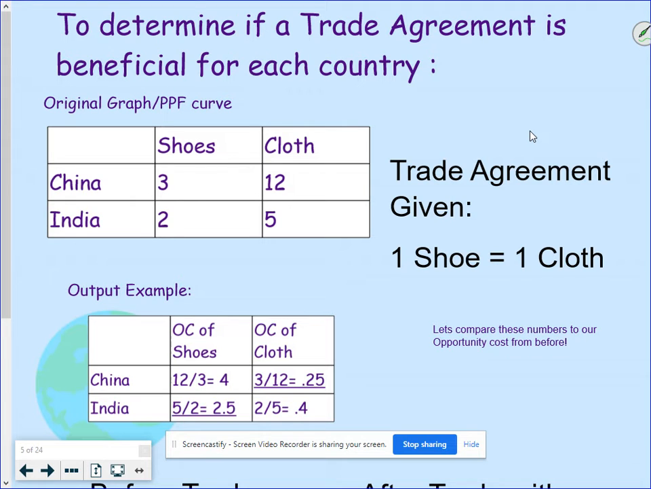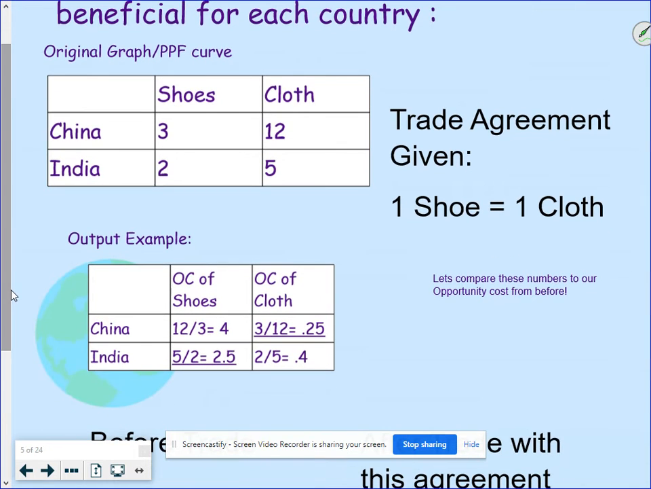But let's see how we would tell if it's a good trade agreement. So this is our table that we've been working on. Shoes, cloth, China and India, 3, 12, 2 and 5. This only works for output problems. If you have no idea if it's an input or output problem, it's probably going to be an output problem, especially if the next part of the question is about a trade agreement. It's for sure an output problem because you can't trade hours. Like, I'll give you 2 hours if you give me 3 hours, that doesn't work. But you can trade products.